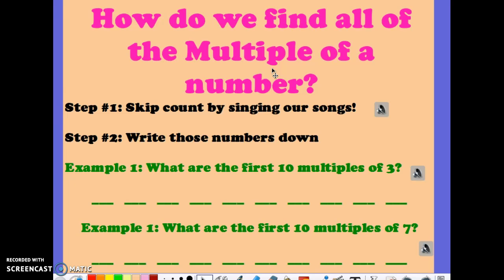the actual sum of those multiples is by skip counting using our skip counting singing songs and then write those numbers down. So for example, if we were looking for the first 10 multiples of 3, you would sing this song.